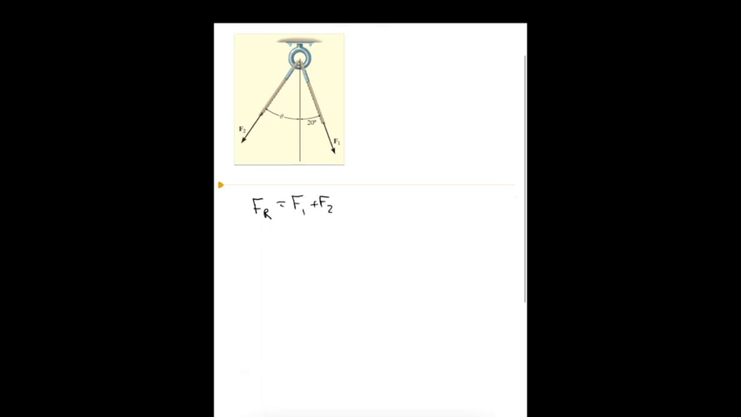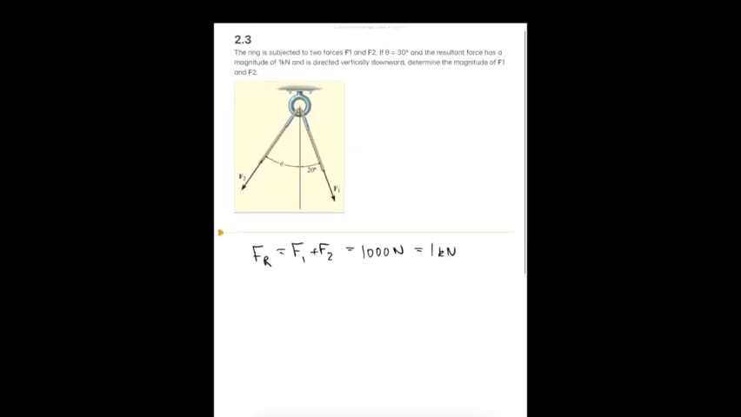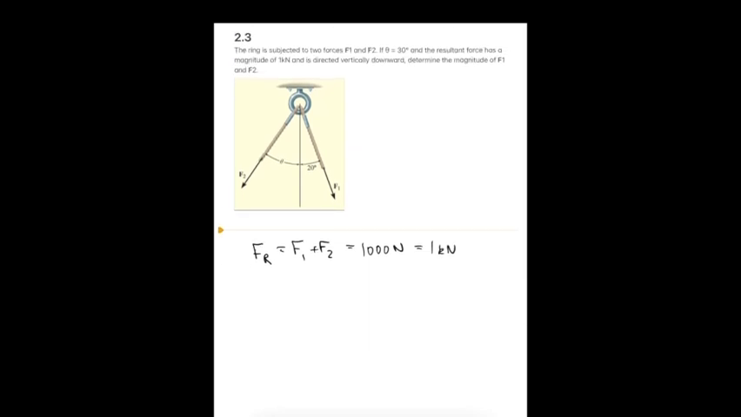And we know that the total force pulling down, I'm going to call that FR, which is equal to F1 plus F2. So the total force of F1 and F2 combined is equal to, we're told, 1,000 newtons, or 1 kilonewton, it says. And we know the angle then. And so the question is, what is F1 and what is F2?